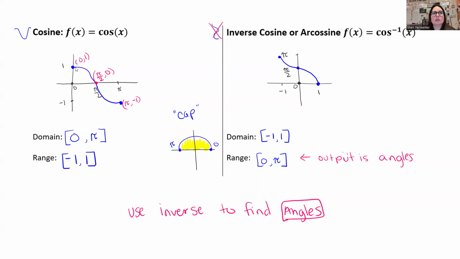So like this piece looks almost the same. What flips is this piece goes up here, because this already reflects over the line y equals x. That piece doesn't really change. I want to again reiterate that anytime you see the word inverse, you need to think inverse. That makes angles. Inverse we use for angles. Okay, again, we use inverse to find angles.